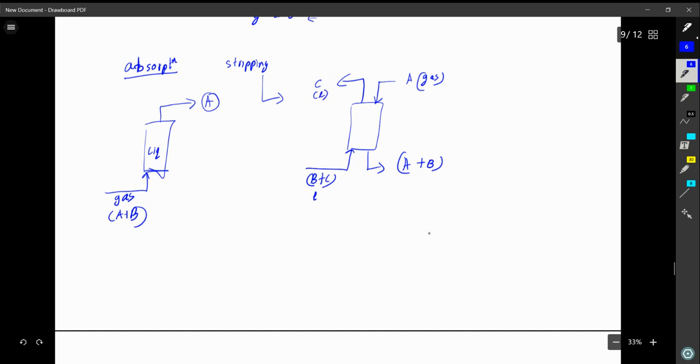So basically here in absorption, the liquid solvent is pulling out a component from the gas, whereas in stripping, a gas component is pulling out a component from the liquid. So that's all. Absorption versus stripping. So yeah, that's the end of this video.